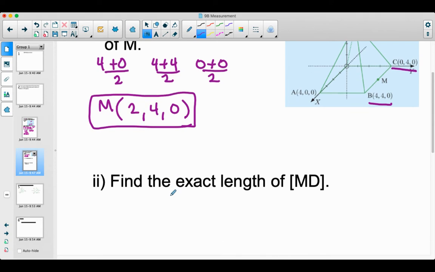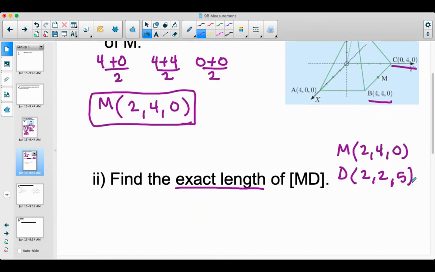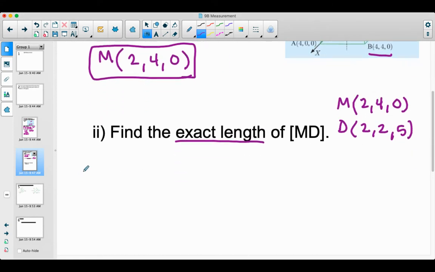Okay, so then the next thing says find the exact length of MD. So this is important right here. Exact length means you cannot do three significant figures. You have to keep it in radical form. Okay, so M is what we just found, (2, 4, 0), and D we know is at (2, 2, 5), I believe. Yeah, (2, 2, 5). So those are the two points that we're going to use.